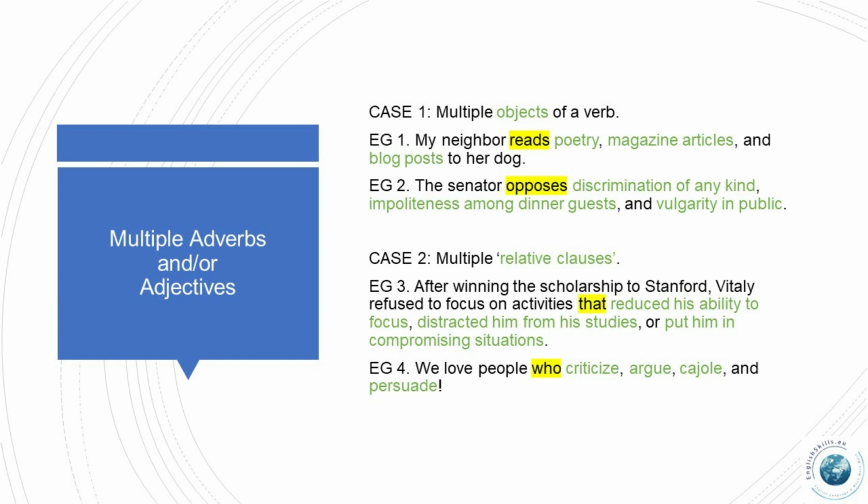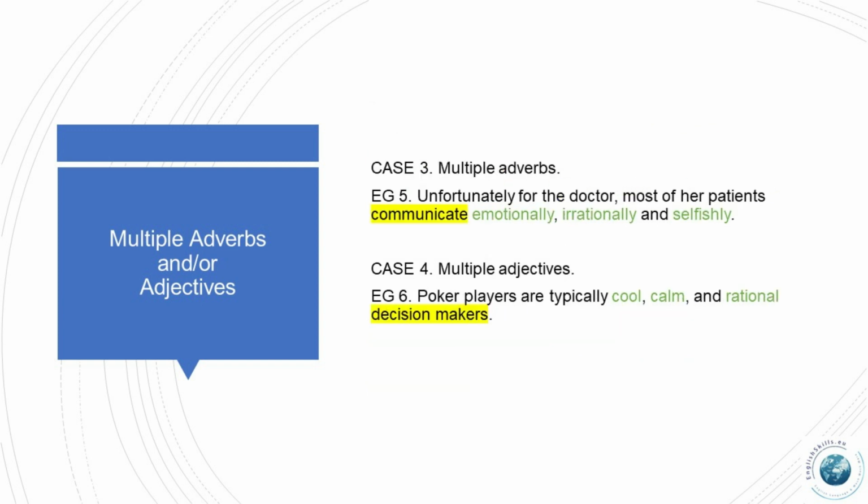Let's go back to example 1. Reads poetry, reads magazine articles, reads blog posts. Good. Opposes discrimination, opposes impoliteness, opposes vulgarity. Good. Doesn't take long to check this. That reduces, that distracted, that put. Okay? And finally, who criticize, who could argue, who cajole, and who persuade. Case 3 is multiple adverbs. Case 4 is multiple adjectives.